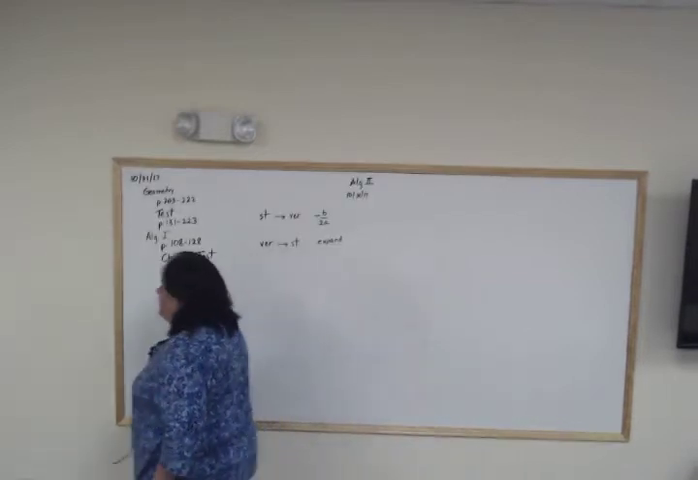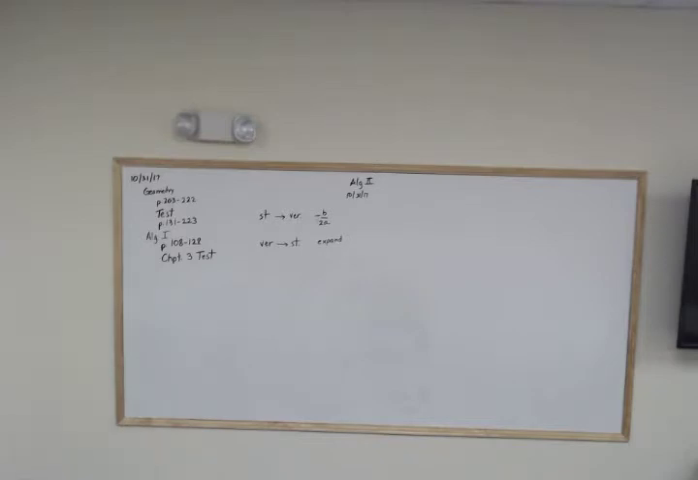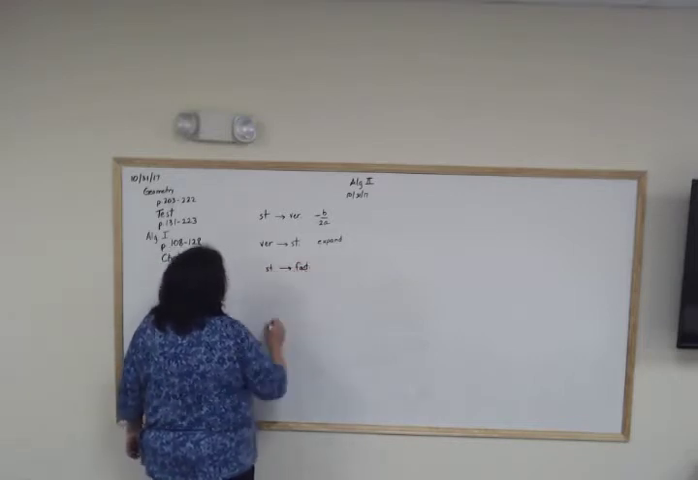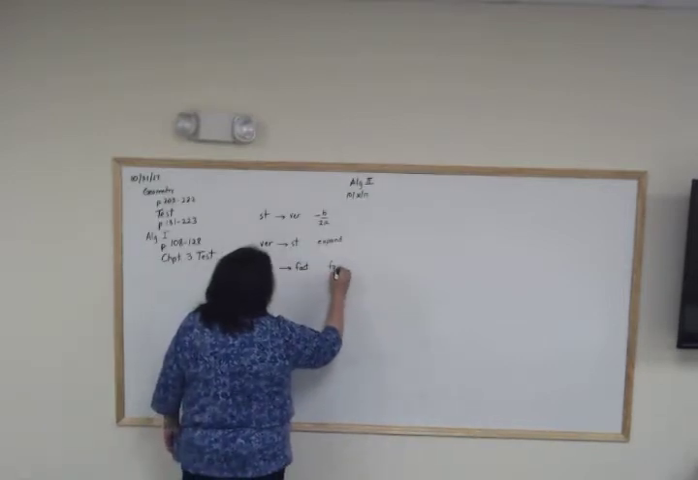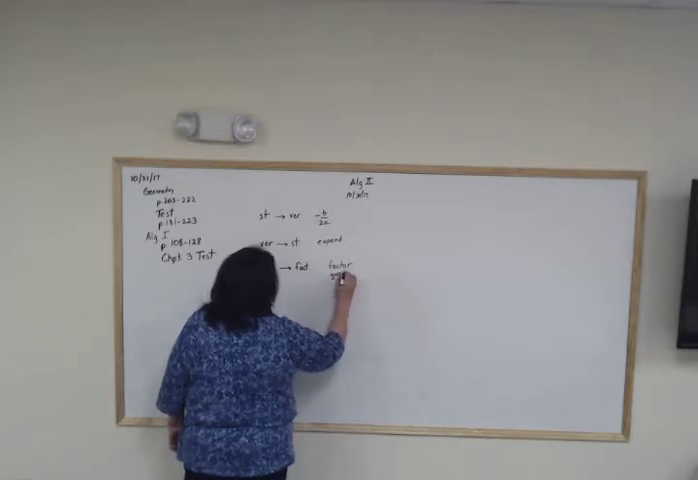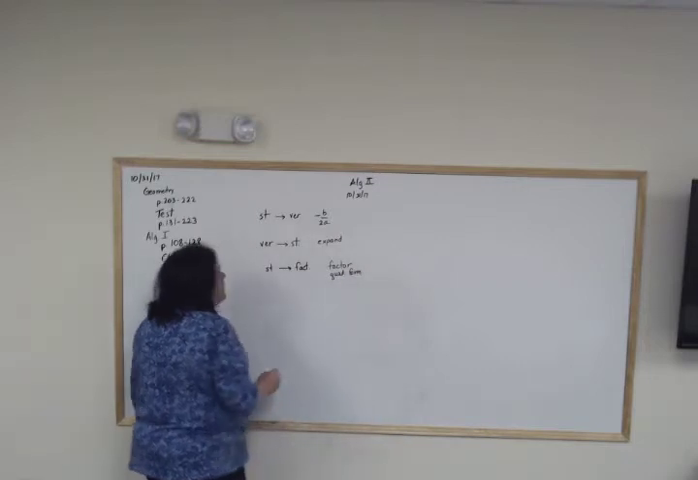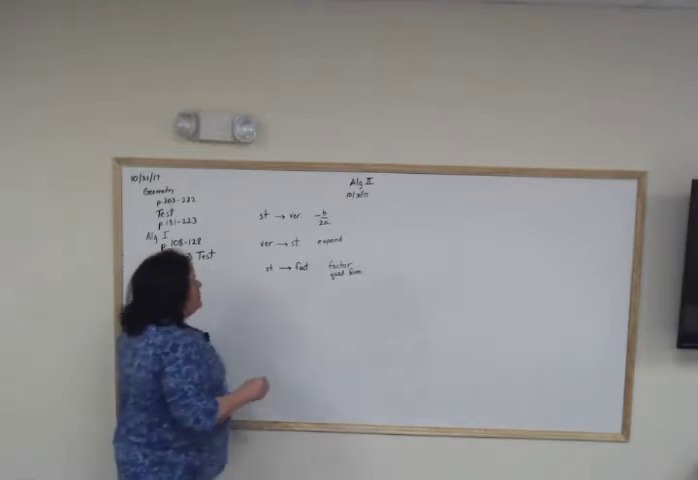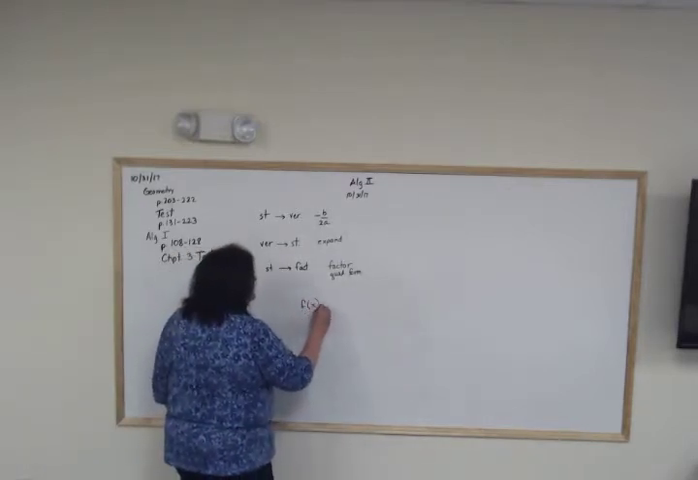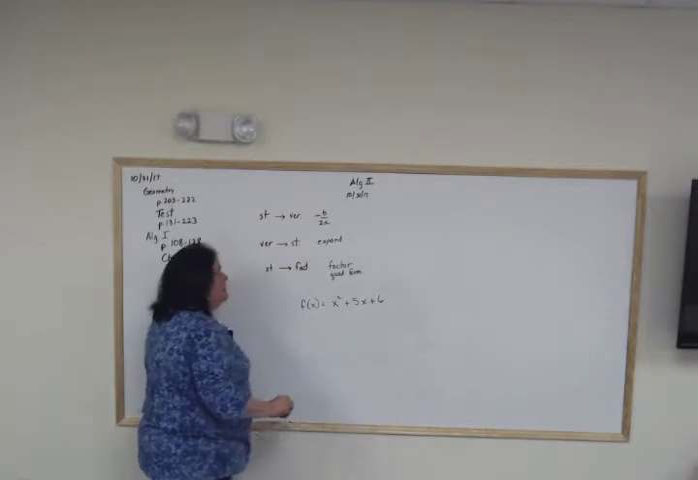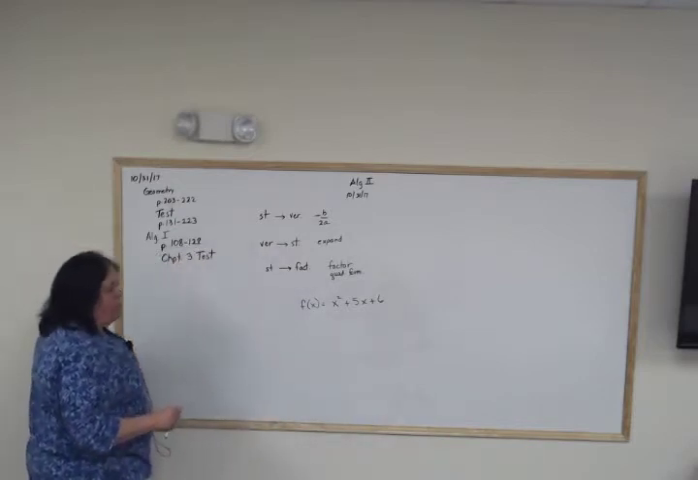So now what I want to find out is, how do I go from standard form to factored form? I just factor it. I might have to use the quadratic formula if it's not factorable, and I will have to use it if it's not factorable. So let's say I have f of x equals x squared plus 5x plus 6. This is in standard form, right?